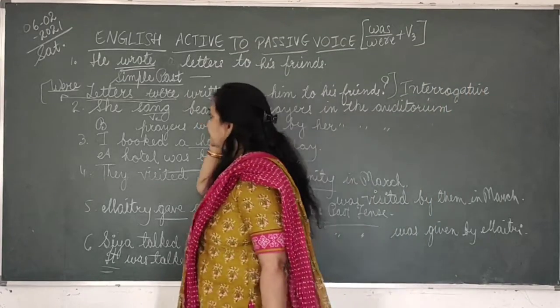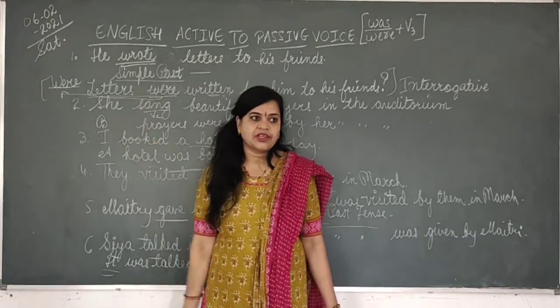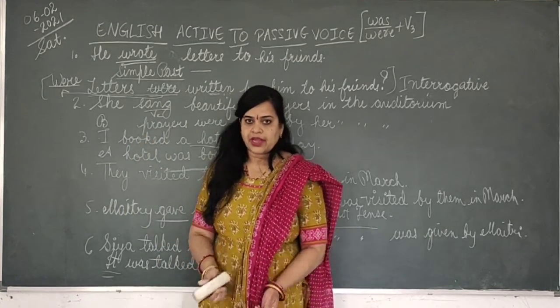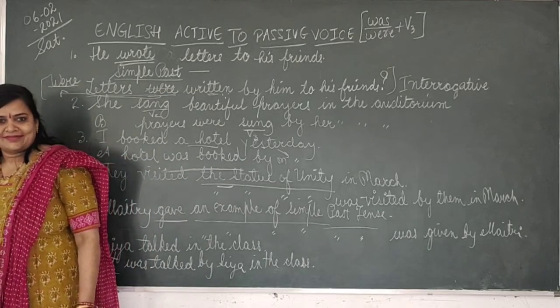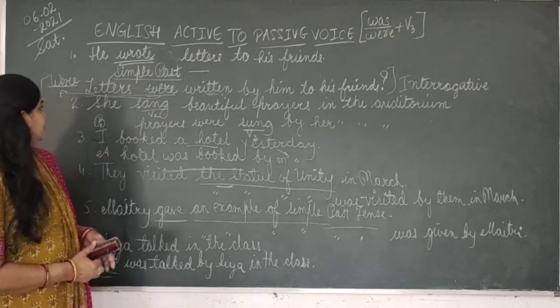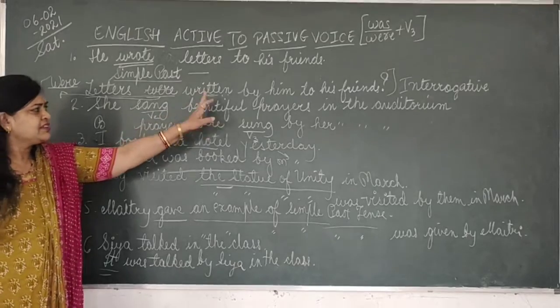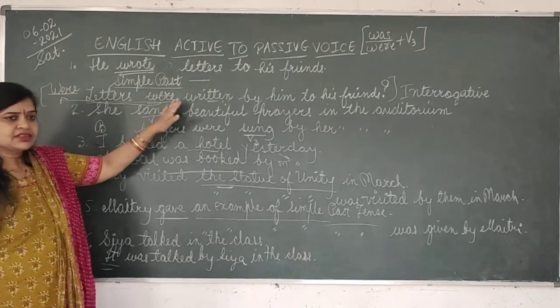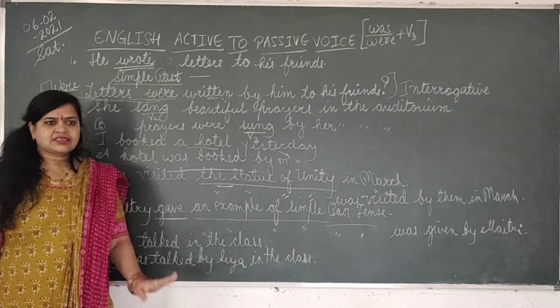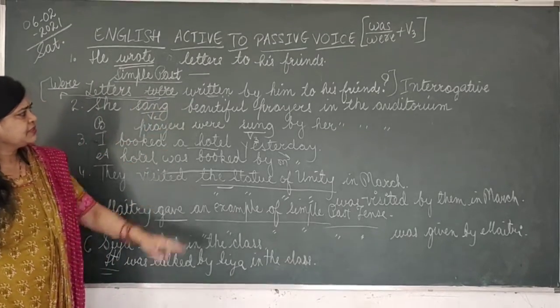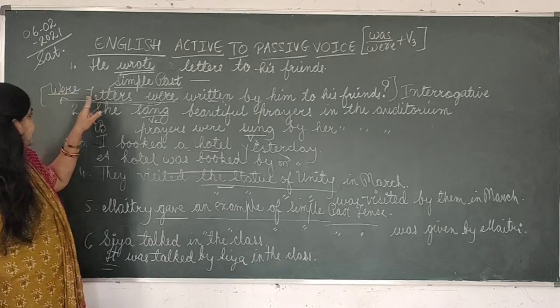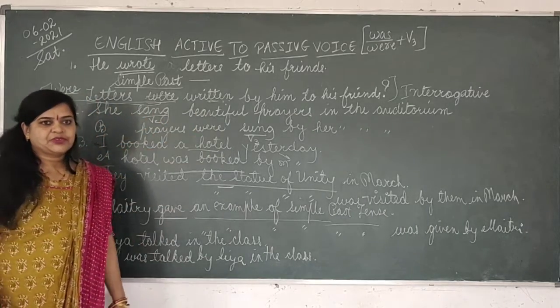One mistake is there here still. Who is able to find out? I'll give him or her a prize. Still one mistake is there in the sentence. Look carefully, only this one. Nothing else. Very carefully, a little bit of mistake. See, letters written by him to his friends.